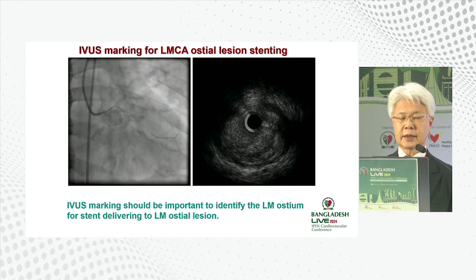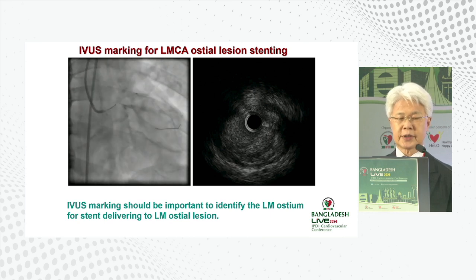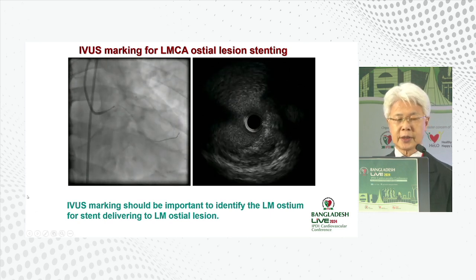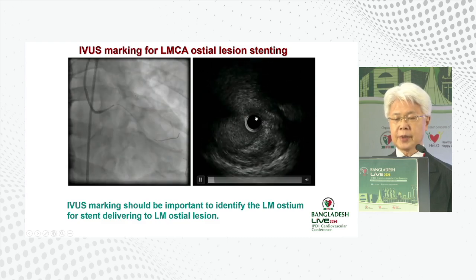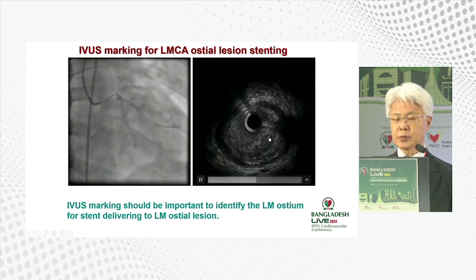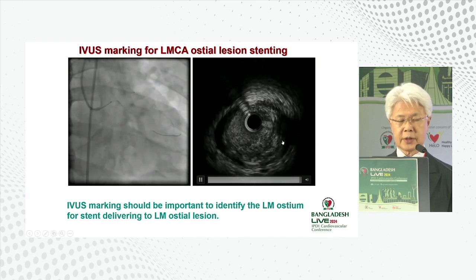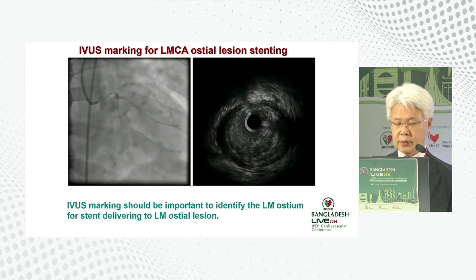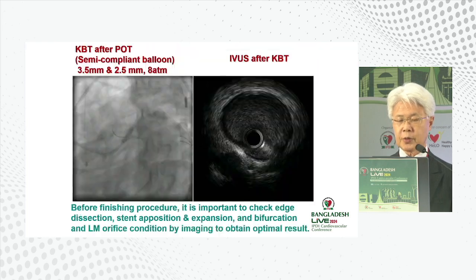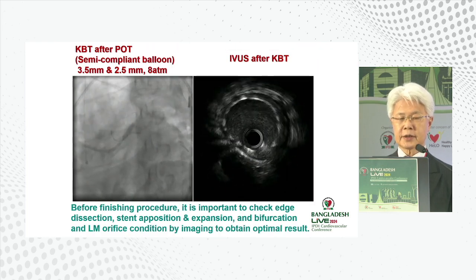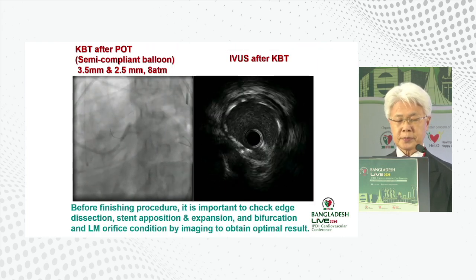Before putting in a stent, we did an IVUS marking to identify the orifice of the left main. There is still a lot of plaque in this region, and IVUS marking is important to identify the left main ostium for delivering the stent to the left main orifice. And this is the KBT after that.